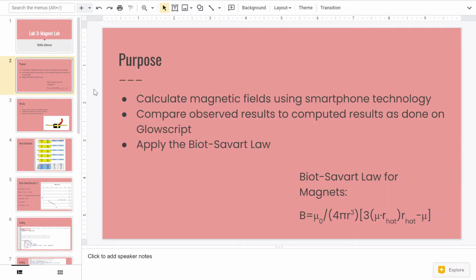Purpose. The purpose of this lab was to calculate the magnetic field of a magnet using smartphone technology. We were to compare our observed results to computed results as done on GlowScript. To calculate the magnetic field, we applied the Biot-Savart law, as seen in the bottom right-hand corner.